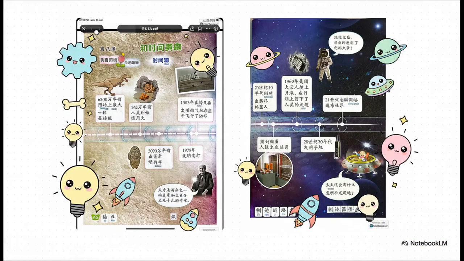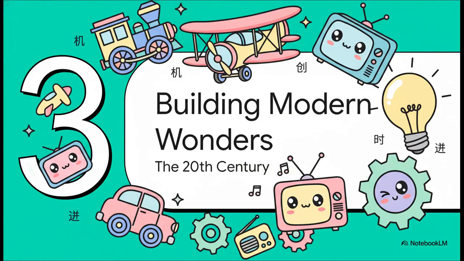So let's just step back for a second and look at the big picture. You go from these first simple scratches on a piece of bone to all the crazy achievements of the modern age, and you realize the pace of human innovation just exploded. The timeline starts to get really, really crowded. And now we're going to leap right into the 20th century, an era of just explosive innovation. This is when we really started building modern wonders. I'm talking about machines that would change the entire world.